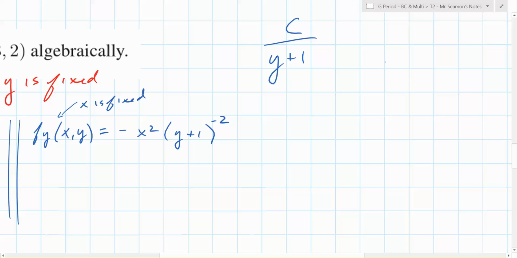Because you have effectively, you're doing the derivative of c times (y + 1) to the negative 1. But in this case, instead of c, I'm putting c there instead of what? X squared. Sorry. Thank you very much, Ellie, for cleaning us up on that one.